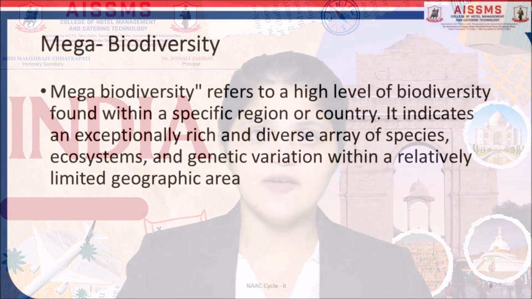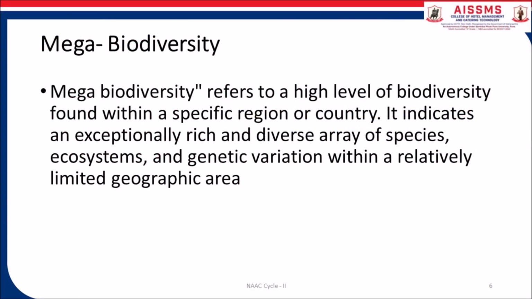Now let's understand the meaning of mega-biodiversity. Mega-biodiversity refers to a high level of biodiversity found within a specific region or country. It indicates an exceptionally rich and diverse array of species, ecosystems, and genetic variation within a relatively limited geographic area. The term mega-biodiversity is often used to describe countries or regions that harbor a significant proportion of the world's known species and are recognized for their ecological importance on a global scale.